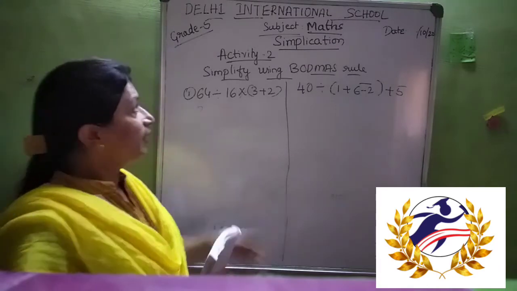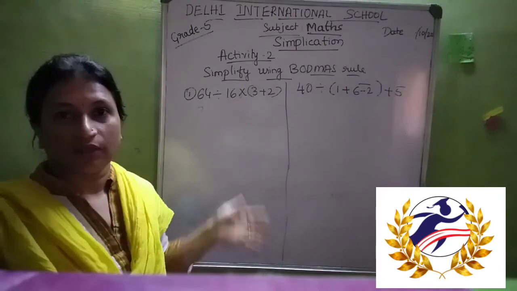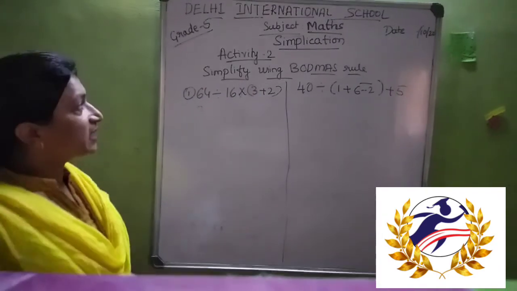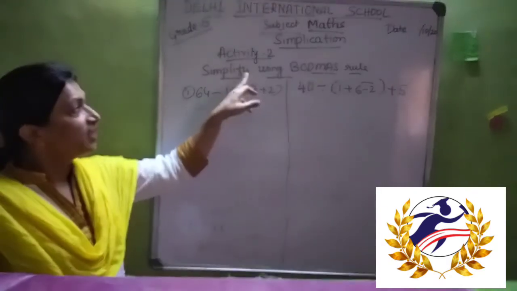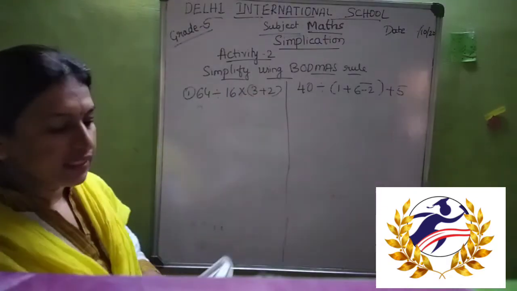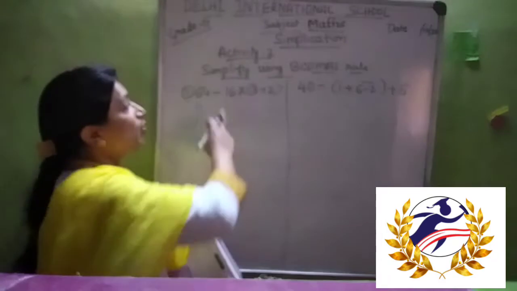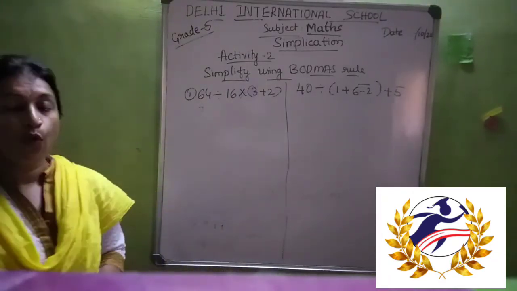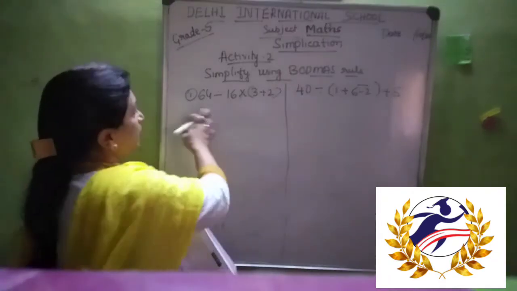Today we will continue the chapter Simplification. Let us do Activity 2. The first heading is: simplify using the BODMAS rule. I took the first problem.